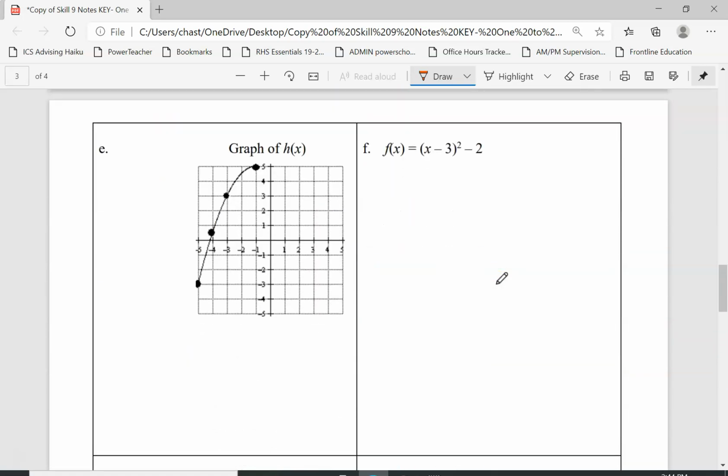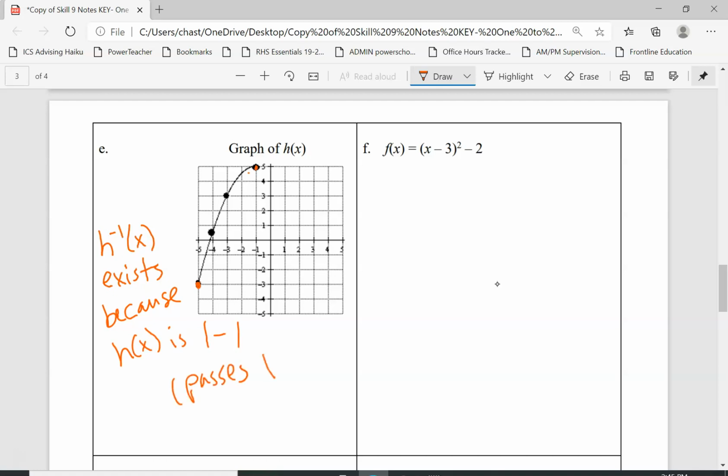Okay, this next one, if we look at the graph, this is a graph that starts and ends here. So h inverse of x exists because h of x is 1 to 1. It passes the vertical line test and horizontal line test.